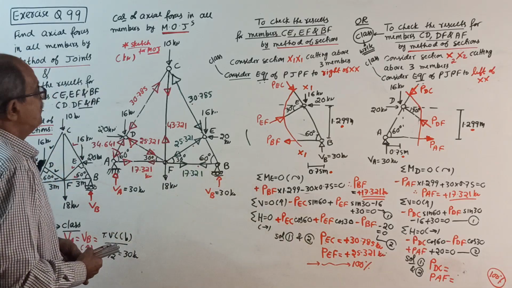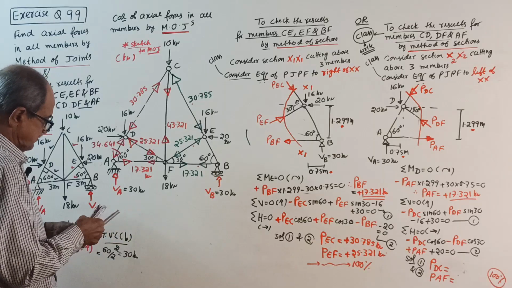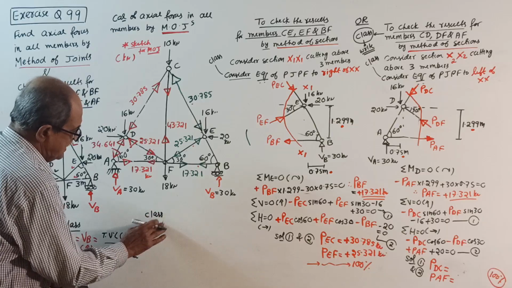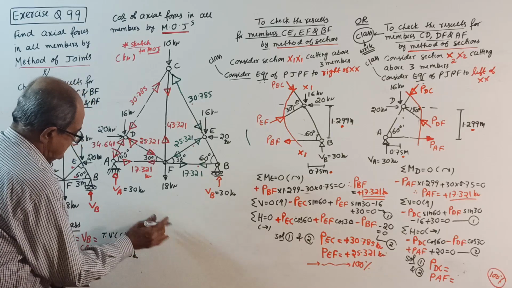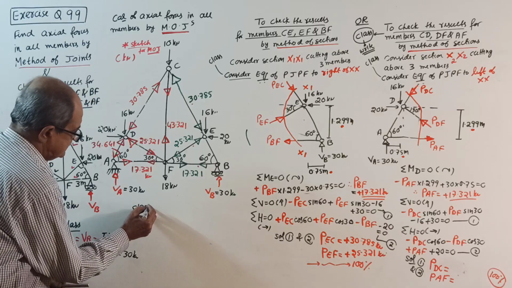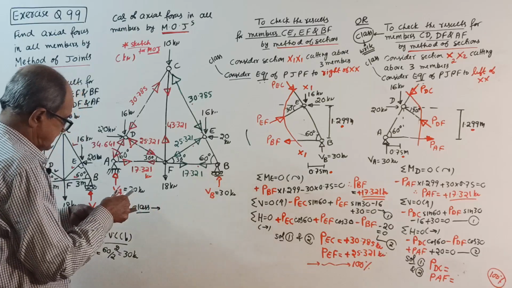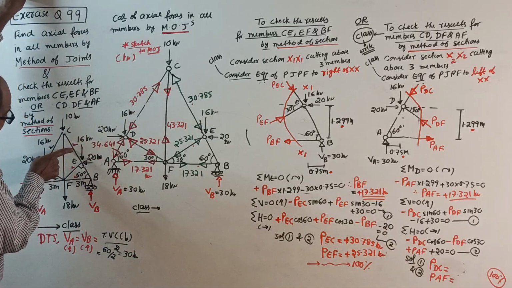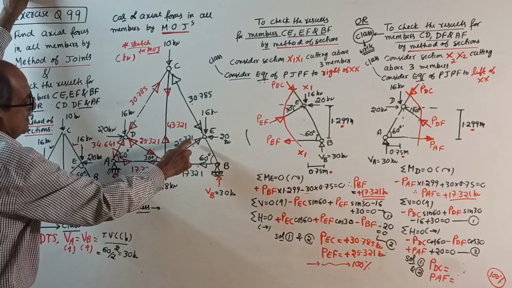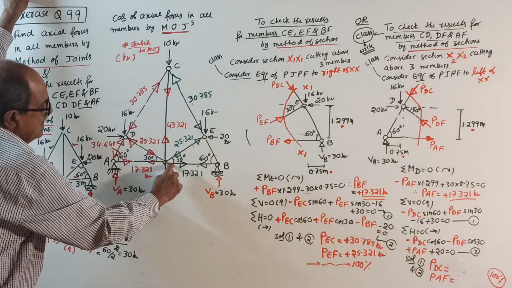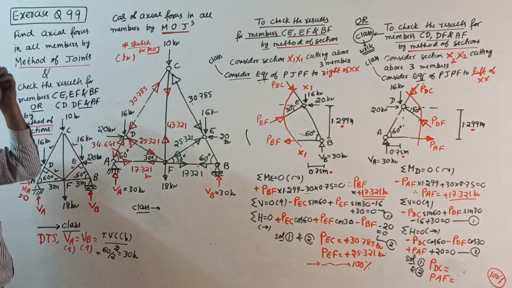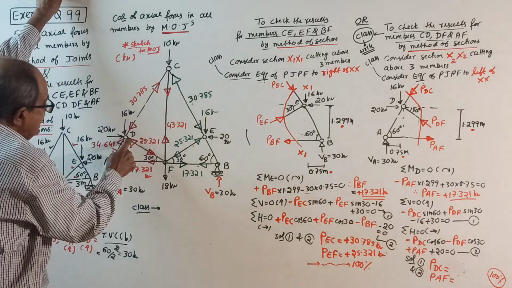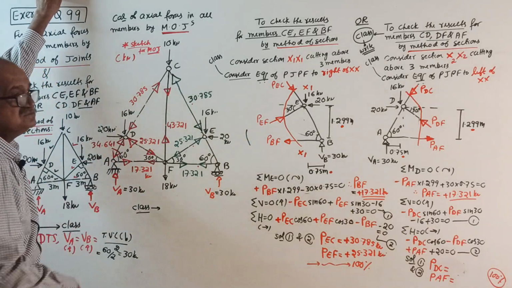First, write something in the class. I will dictate something. You write it clearly here. They want to check for CE, EF and FB. You got the answer. Or they told CD, DF and AF.